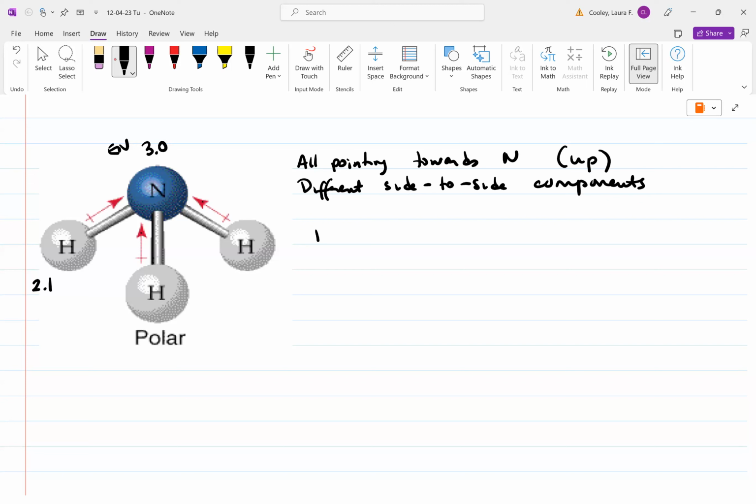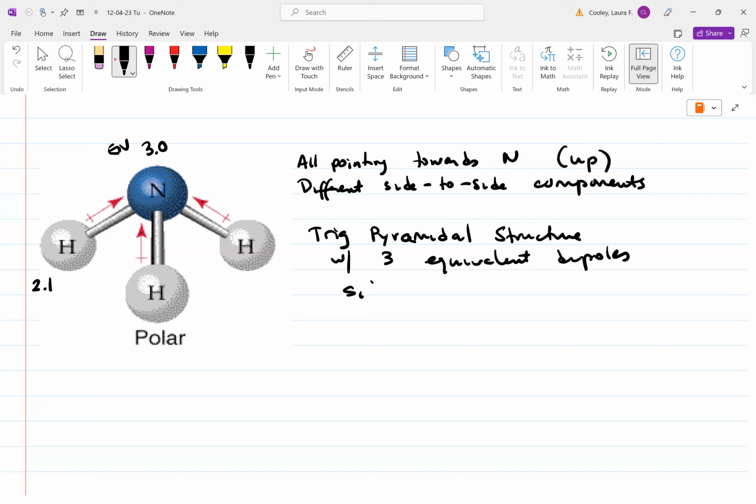But when you have a trigonal pyramidal structure with 3 equivalent dipoles, like we do here, the side to side cancels. It's not that the H's are canceling, it's that the component that has the angle here, you have a component up and a component to the side, and you have that for all three.